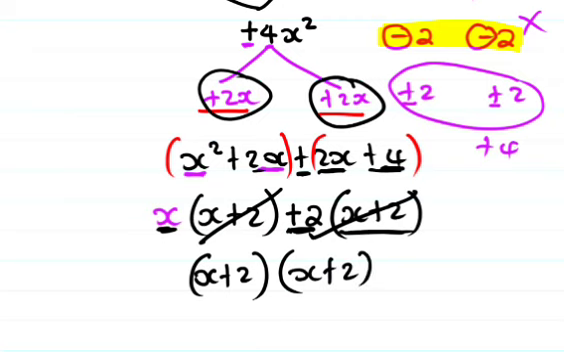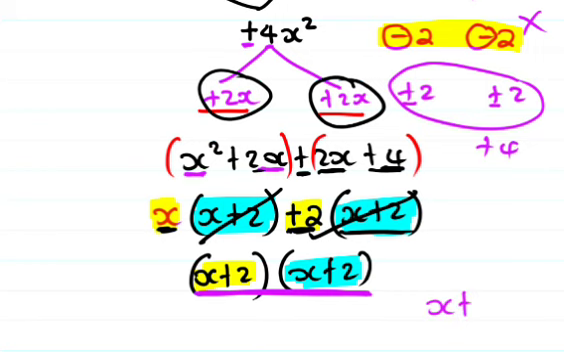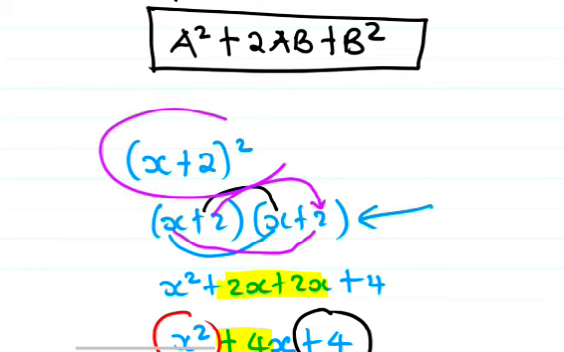Since the brackets are the same, we form one bracket from these factors and the other bracket from these. I mean, we have two identical brackets, so we write one bracket, which is this one, and the factorised form. So this one can be written as x plus 2 squared. So that is all about perfect square trinomials.